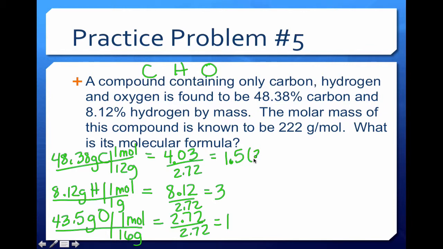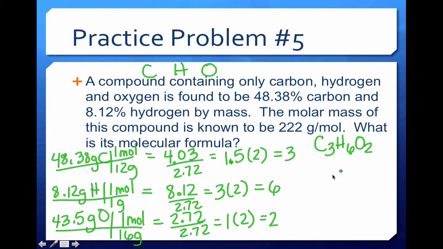So I'm going to multiply each of these by 2 because I have to get rid of that 1.5. It needs to be a whole number. This will become 3, 6, and 2. So those are my subscripts that go into my compound up here. I'm going to end up with C3H6O2. So there's my empirical formula.